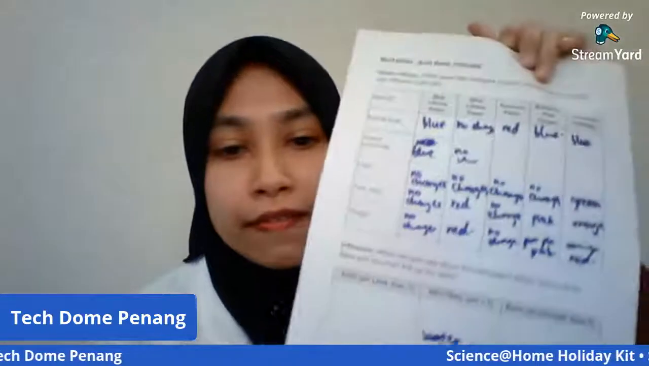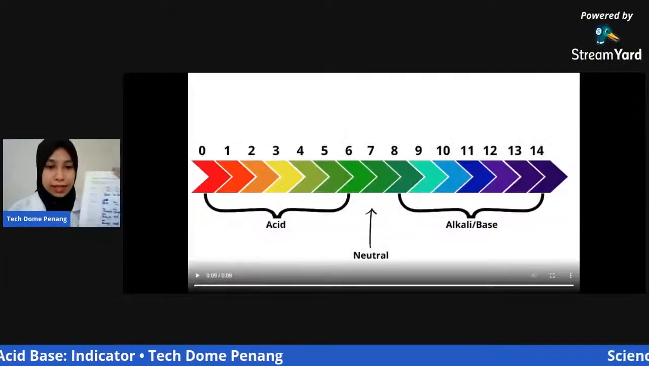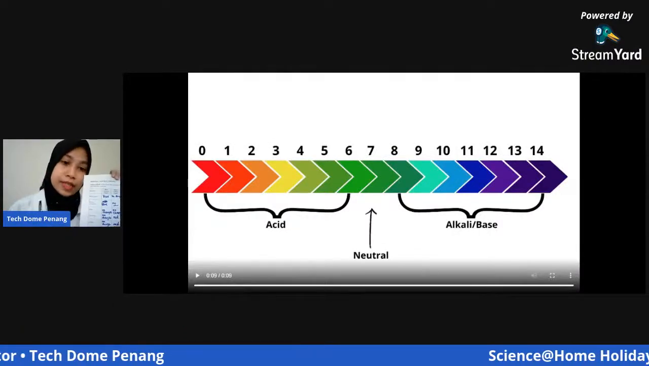So water is neutral, having a pH value of 7. Just now, water turned green because, for the universal indicator on the pH scale, it is neutral. Water is neutral, no taste. Okay, so water is neutral, 7 pH value.